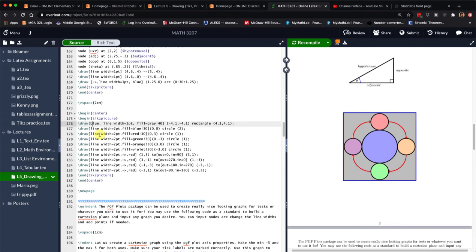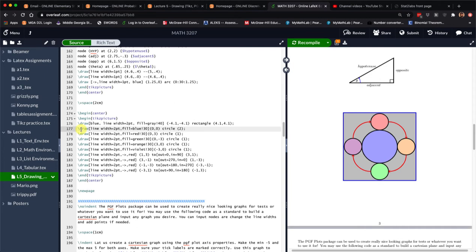So the first thing I drew in blue with a blue outline was the square. So I did a blue, line width equals 2 point, fill equals gray, and I did %40 to make it a little lighter. And I told it where I want the bottom angle of it to be, and I went negative 4.1 to 4.1 to 4.1 to 4.1. So my grid, basically, if I was drawing on a graph paper on a coordinate plane, I've got a nice even thing centered at 0. So it helped me out put the circles where I needed them to be.